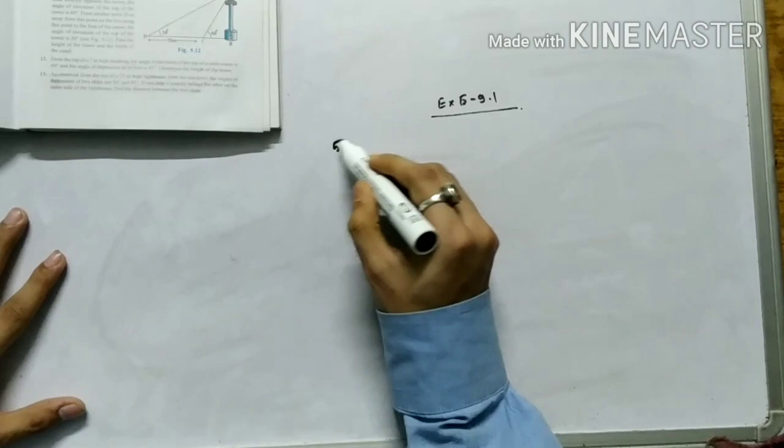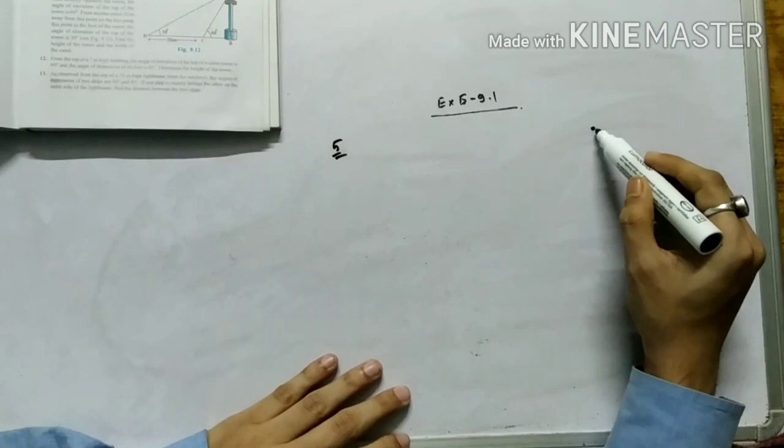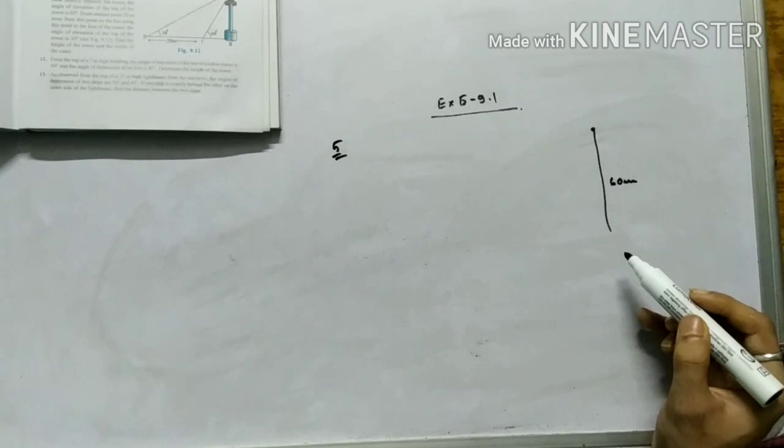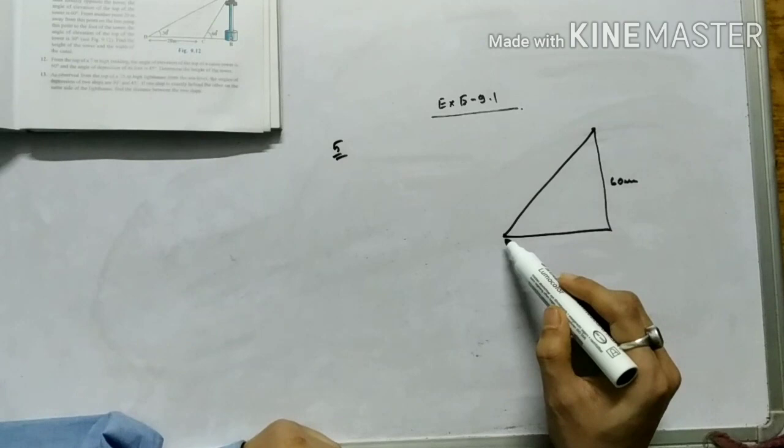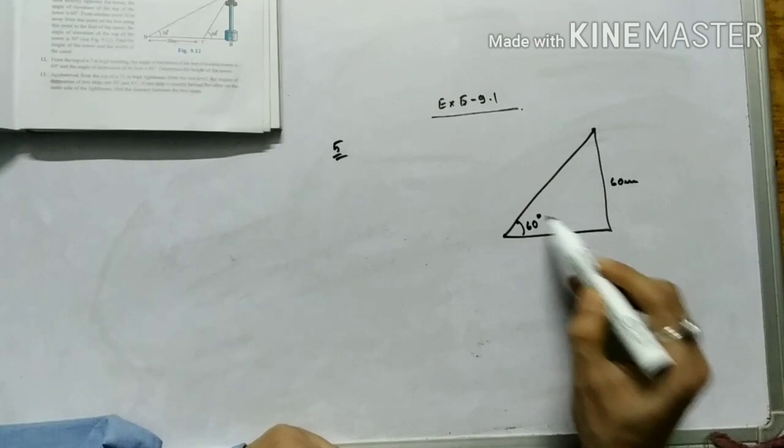A kite is flying at a height of 60 meter above the ground. There is a kite, it is flying at a height of 60 meter above the ground. The string attached to the kite is temporarily tied to a point on the ground. The inclination of the string with the ground is 60 degree. Find the length of the string, assuming that there is no slack in the string.